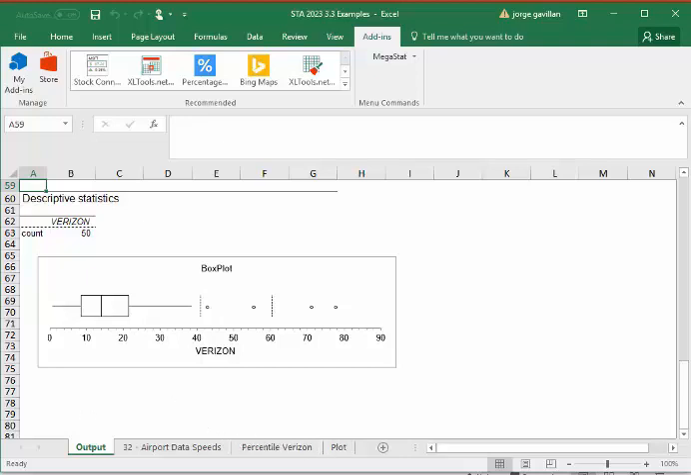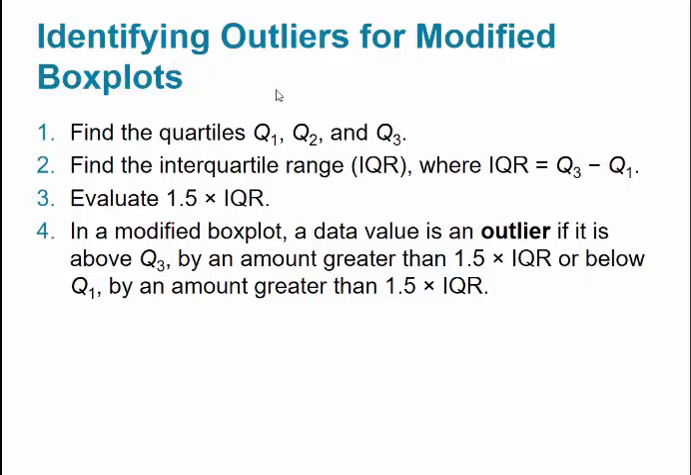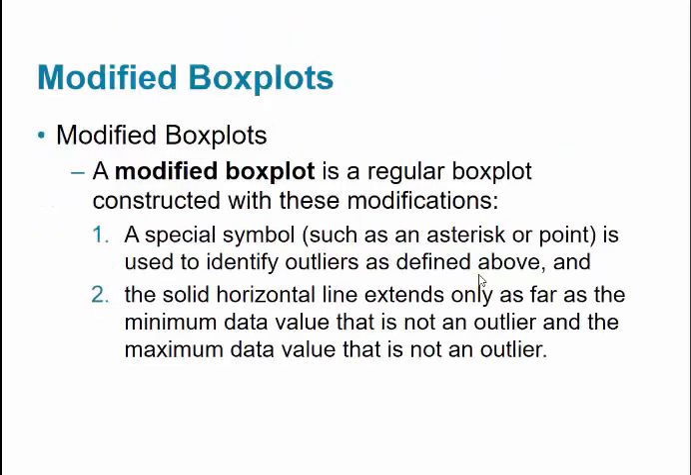And then the last thing, well, there's a few other things that I want to talk about, but skewness. A box plot can also often be used to identify skewness. A distribution of a data set is skewed if it's not symmetric, if it extends too much to one side as opposed to the other. And this is how we identify outliers. We find the Q1 and Q3. We find the IQR. We multiply 1.5 times the IQR. If a data value is above Q3 plus this value, or below Q1 minus that value, anything outside those parameters is considered to be an outlier. In a modified box plot, which is what I showed you, a special symbol, an asterisk or a point, identifies outliers. And you were able to see that in the one that Megastat creates.